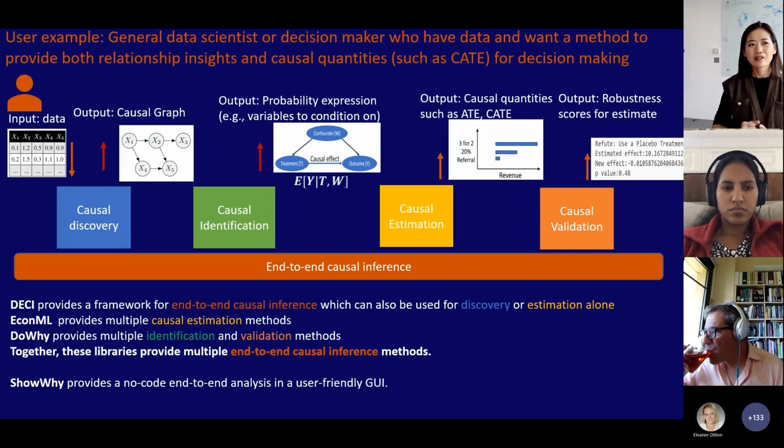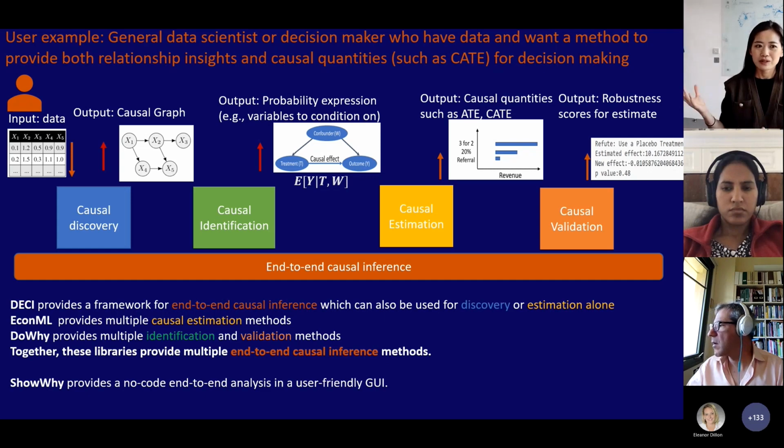And in the end, of course, most users don't even know the graph, right? A general data scientist or decision maker who has a lot of data, this can be hundreds of variables, and they actually don't even know the causal graph at all. So no graph knowledge completely, and also no knowledge about causality, like how to arrange the graph into confounders and all these things. So this is the user experience our project wants to provide as well.